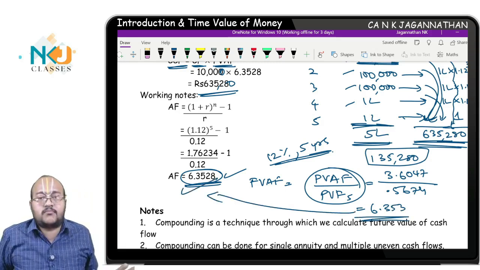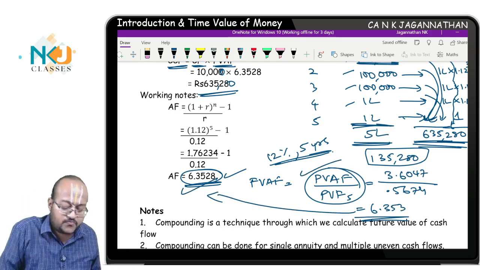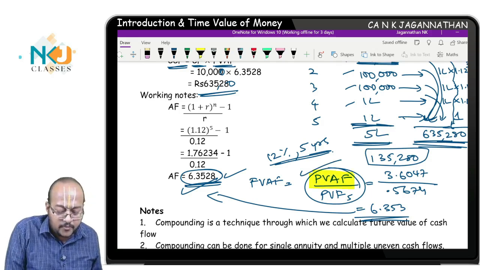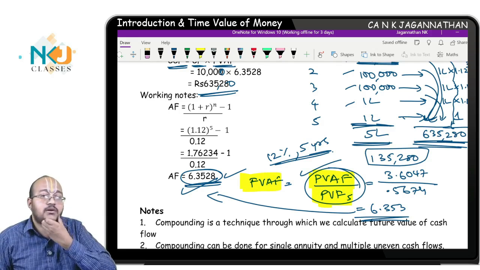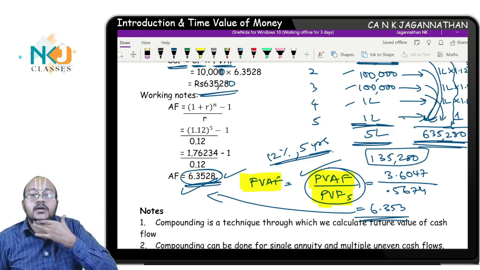The numbers are almost the same, the difference is rounding off. But you can also calculate using this formula. Present value annuity factor divided by present value factor will give you the future value annuity factor. You have to understand the difference between all these.